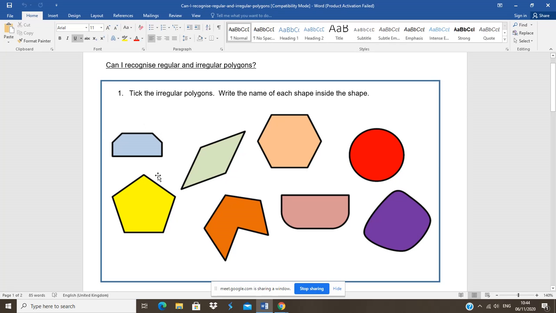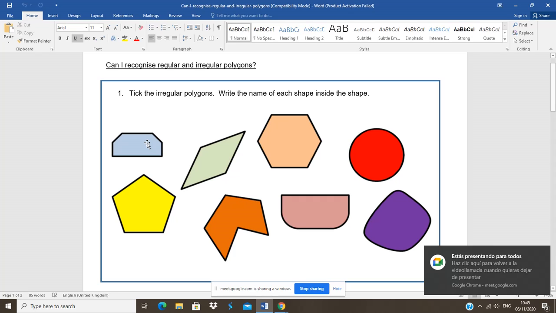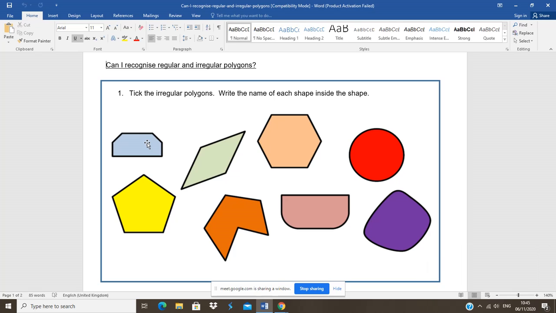Why is it an irregular polygon? If we look at the figure closely, we find out that although some of the sides are equal, it has two sides that are not equal right there, that are not the same length. So once you have a figure that does not have sides of the same length, it will automatically become an irregular polygon. Alright? Okay, so everybody understands the first one?